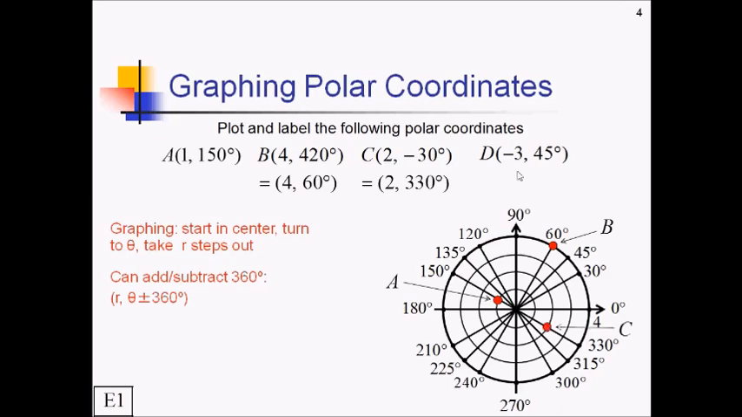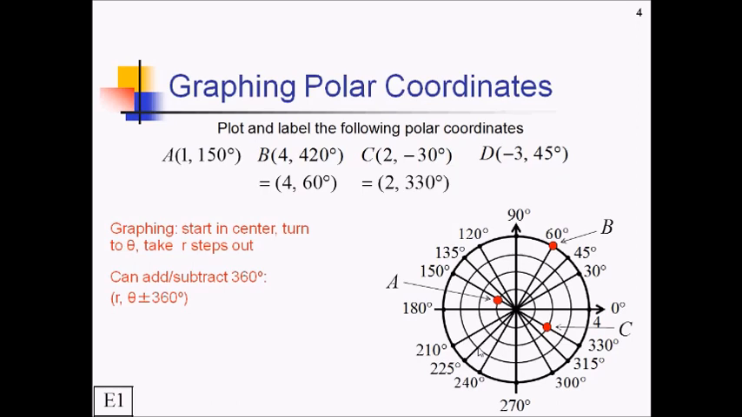And then this last one's a little bit tricky. Now we have a negative radius. Well, what does that mean? If we were just looking at 45 degrees, normally we would walk out in this direction. But this negative radius means we have to go backwards. So you'd have to go back 3 steps on the same kind of ray as 45 degrees. So that would be down to 225.